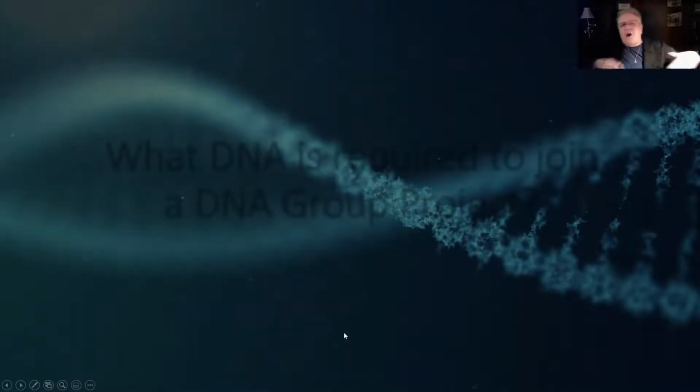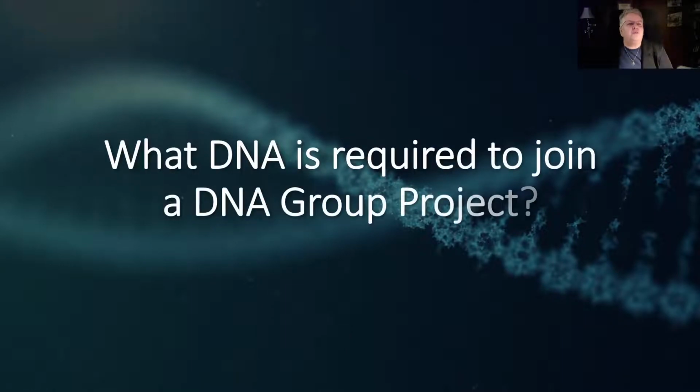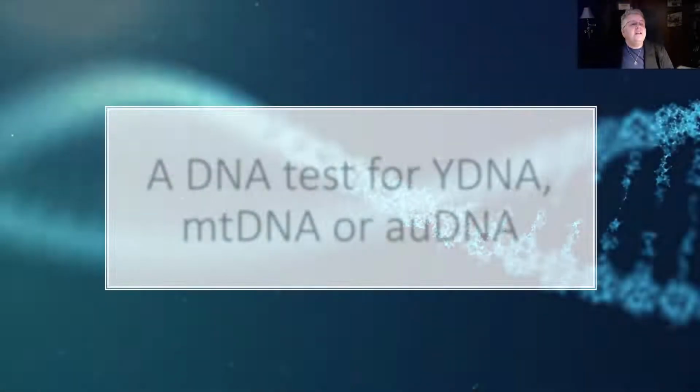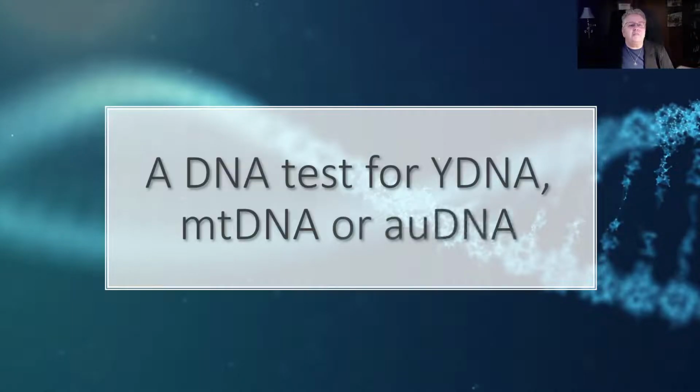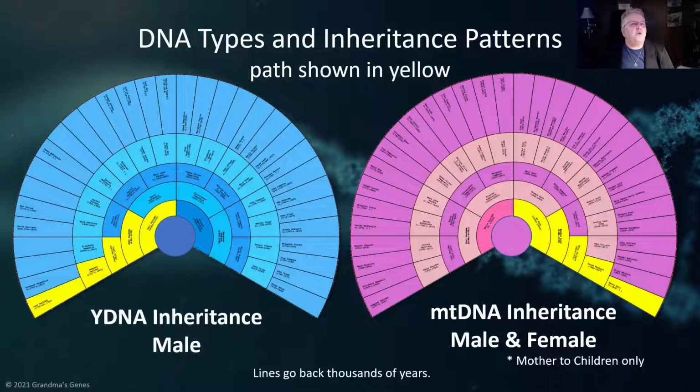So what is required to join a DNA group project? Well, the requirement is that you have a test for Y-DNA, mitochondrial DNA, or autosomal DNA. And I promised I would go over those very quickly. The types of DNA and inheritance patterns, all the paths of inheritance are shown in yellow. For Y-DNA inheritance, it's the male line, father to father to father to father. And for mitochondrial DNA, it's for the male and female lines from mother to mother to mother to mother to daughter. And only the mother can pass it down.